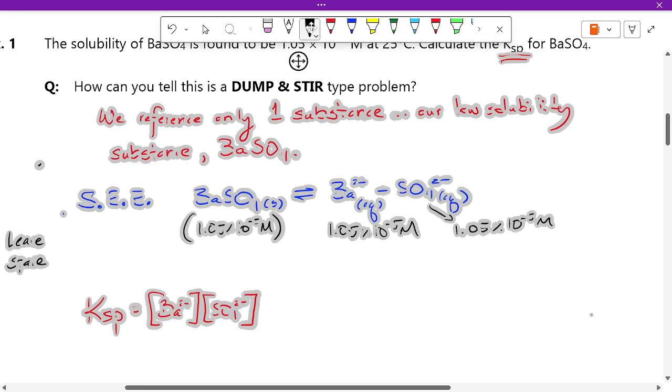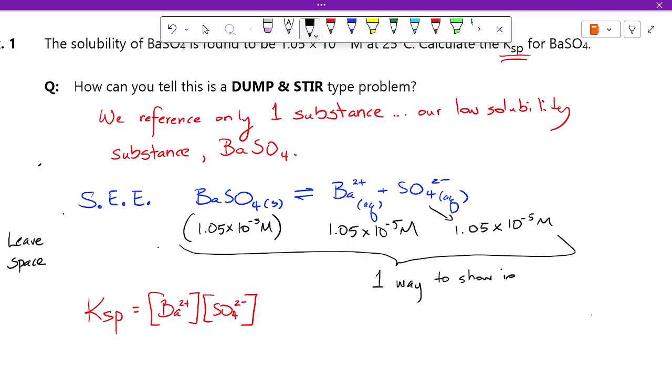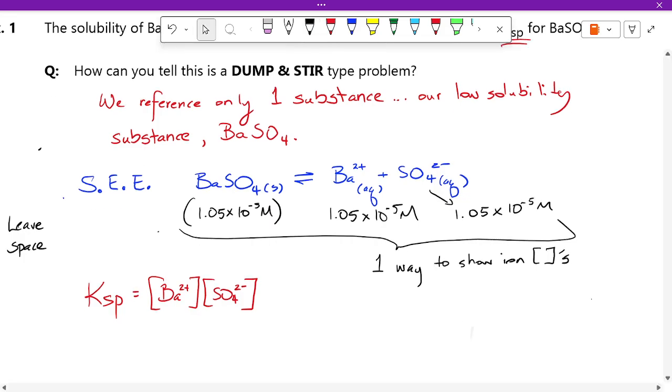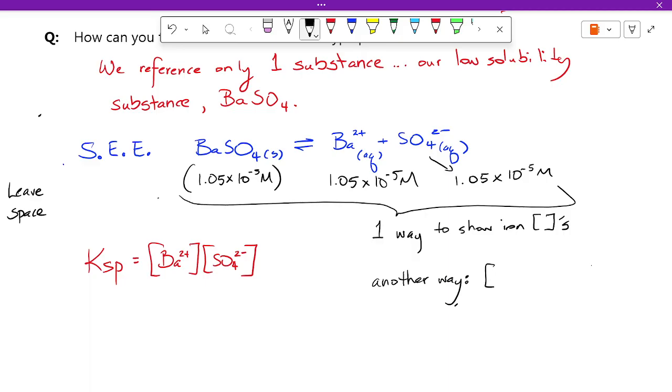Another way would be to say the concentration of barium is equal to the concentration of sulfate is equal to the concentration of barium sulfate, because they're all 1 to 1 to 1, which is 1.05 times 10 to the negative 5 molar.